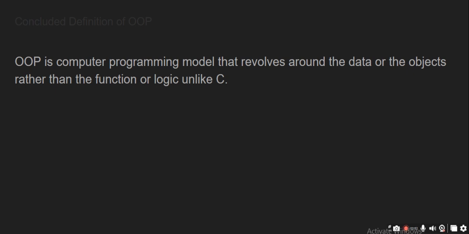Now we can conclude that object oriented programming is the programming system or model that organizes the software development around the objects rather than the function or logic, unlike C. I have written this unlike C. Why? Because in C, you are mainly focusing on the logic or the function. But in case of object-oriented programming, such as your C++ or Java, you are mainly targeting the communication between various objects rather than the function. So priority is objects here.